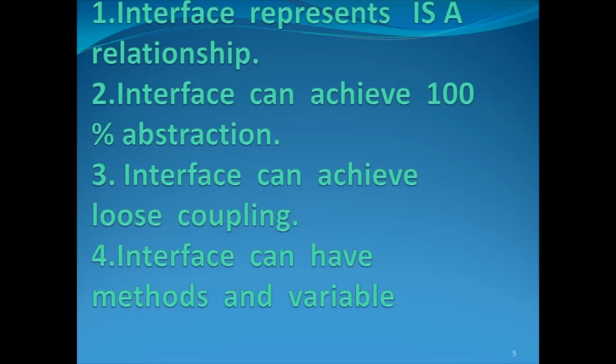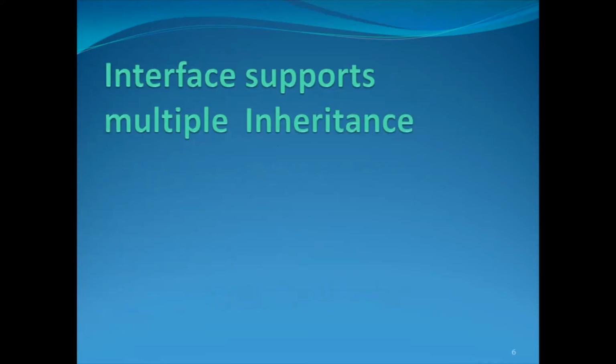Interface represents an is-a relationship. Interface can achieve 100% abstraction. Interface can achieve loose coupling, and interface has abstract methods and variables. Interface supports multiple inheritance, which is one of the advantages of interface.